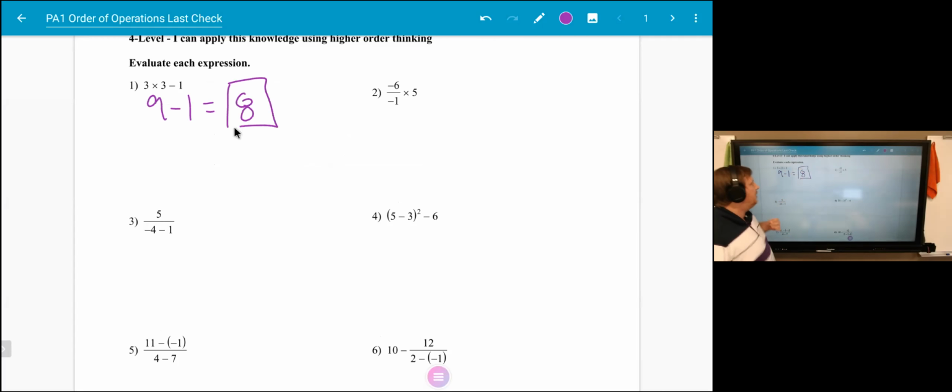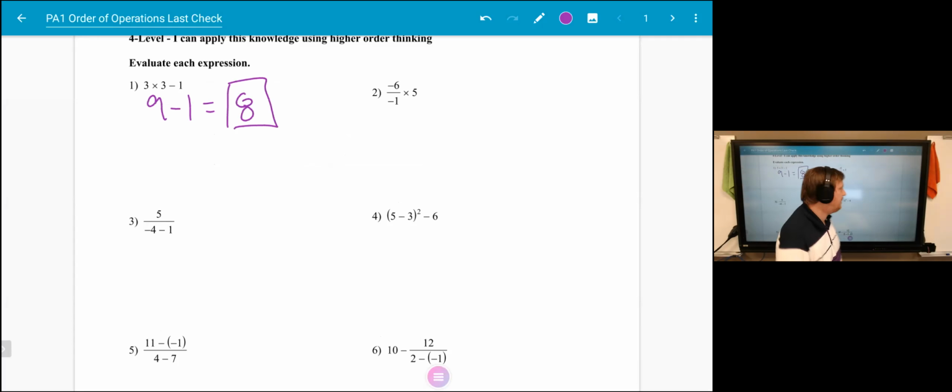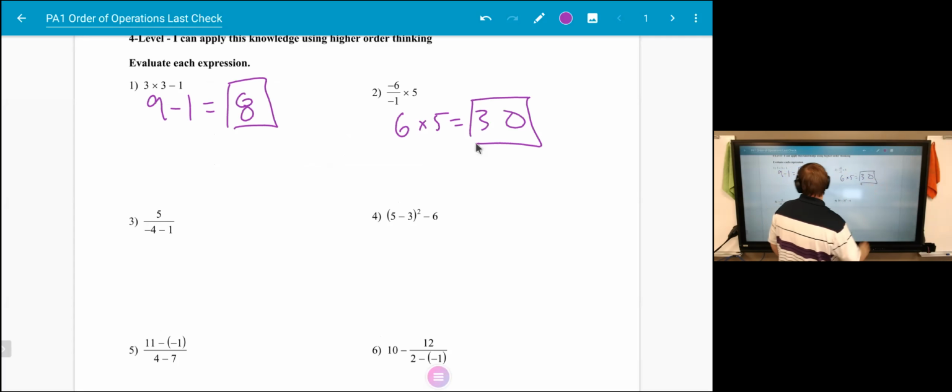Number 2, negative 6 divided by negative 1 times 5. Well, in this case, I'm going to do the division first. So negative 6 divided by negative 1, that's a positive 6, times 5 gives us 30.